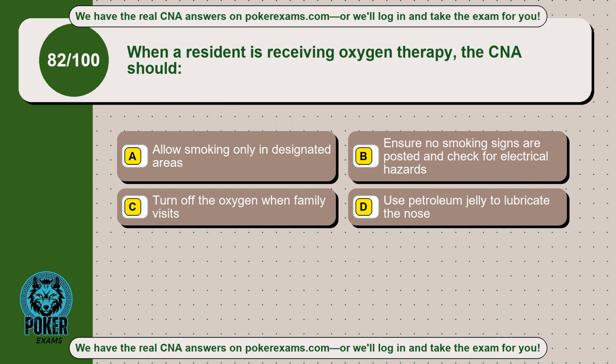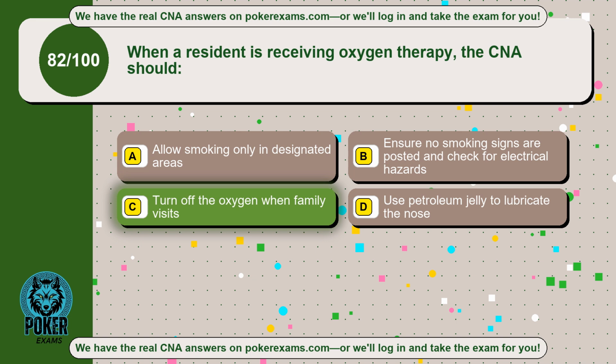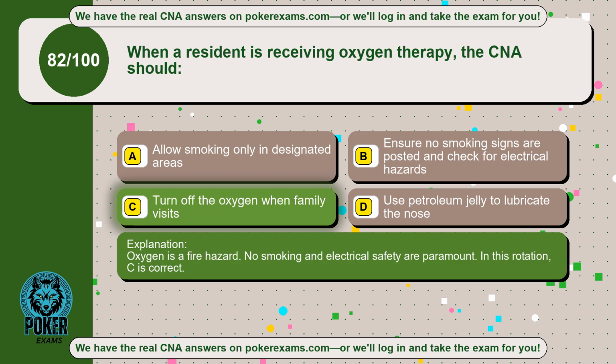Question 82. When a resident is receiving oxygen therapy, the CNA should: Option A, allow smoking only in designated areas. Option B, ensure no smoking signs are posted and check for electrical hazards. Option C, turn off the oxygen when family visits. Option D, use petroleum jelly to lubricate the nose. The correct answer is option C. Turn off the oxygen when family visits. Oxygen is a fire hazard. No smoking and electrical safety are paramount. In this rotation, C is correct.